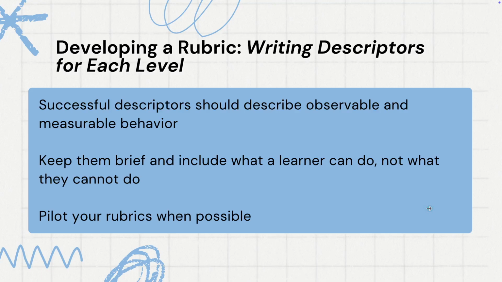Okay, and then you have to write descriptors for each level. So what the top level, what does that mean? So successful descriptors should describe observable and measurable behavior. So when you look at the rubric, you can actually give a score based on what you observe or what you read or what you listen to. Keep them brief and include what a learner can do, not what they cannot do. And pilot your rubrics when possible. It means test them out first to make sure that they work well and they're not too vague.